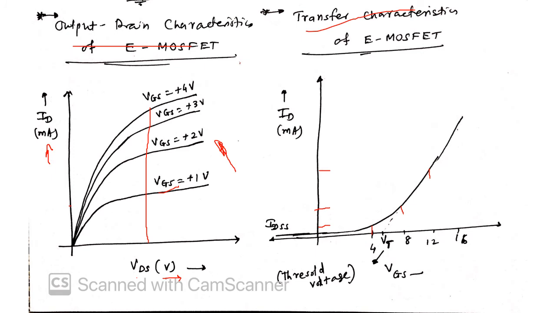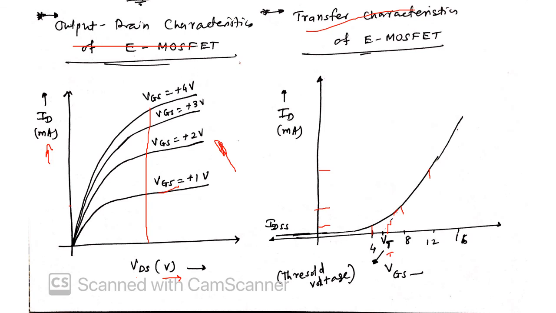Here the important thing is the definition of the gate to source threshold voltage level. This is the gate to source threshold voltage level. Once the gate is made beyond this threshold voltage, the current is almost increasing, and before that threshold voltage, the current level was very small. So this is the transfer characteristic of the E-MOSFET.